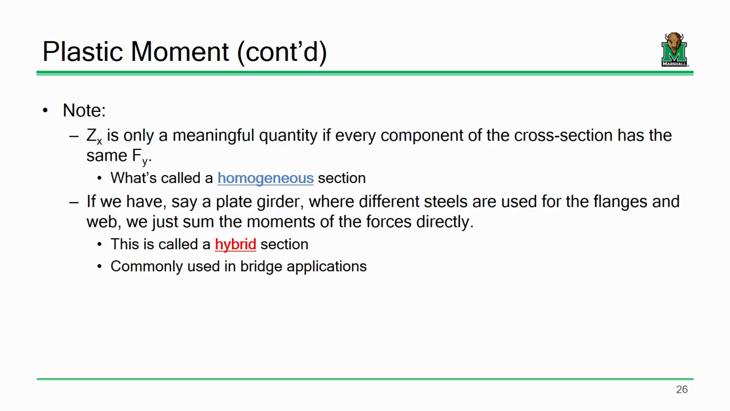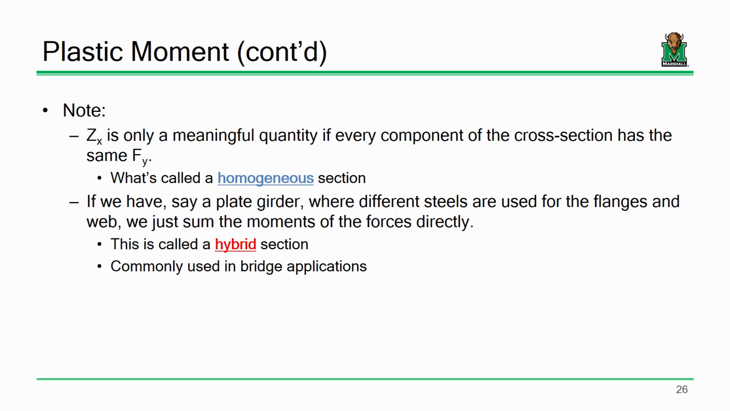Now, Zx is only a useful term if you are looking at a homogeneous section. In other words, everything being 50 KSI steel. As soon as you make one of those tension flanges 70 KSI or change the yield stress, then Zx becomes meaningless. Okay, and you actually don't see Zx in the bridge spec, but we're going to use it to at least jog your memory on all this steel design stuff.